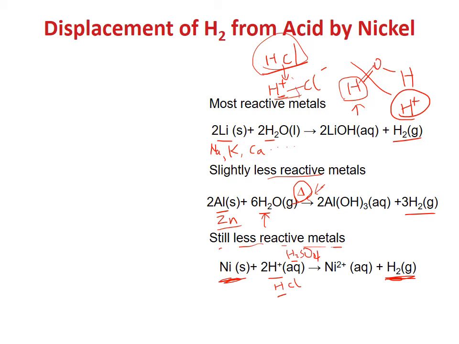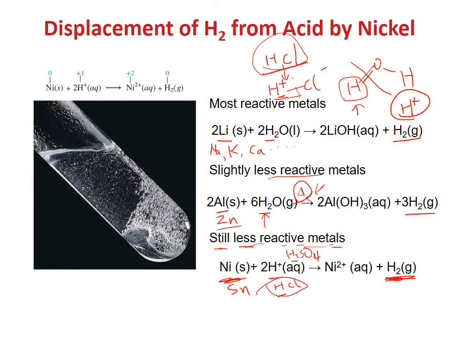Another example is tin. So these are still less reactive metals. They can displace hydrogen from an acid to form hydrogen gas. Now here the diagram shows nickel metal in acid solution such as hydrochloric acid, and you can see bubbles coming out, and that's the hydrogen gas.